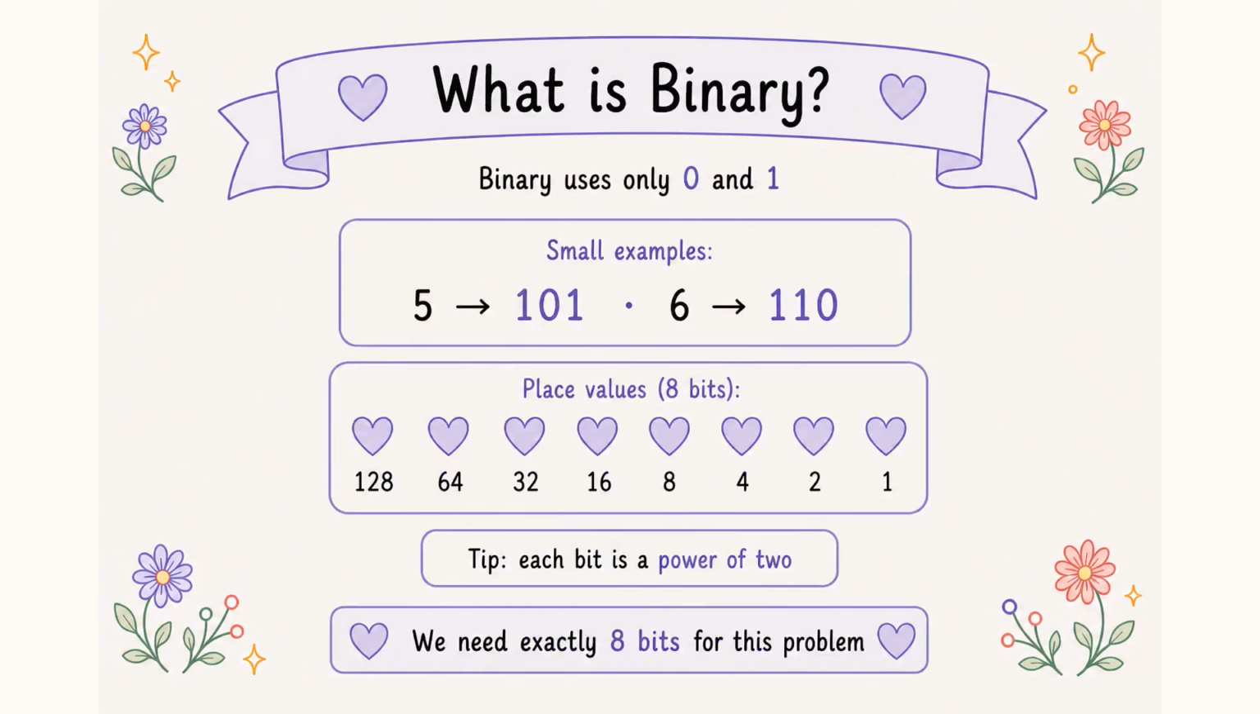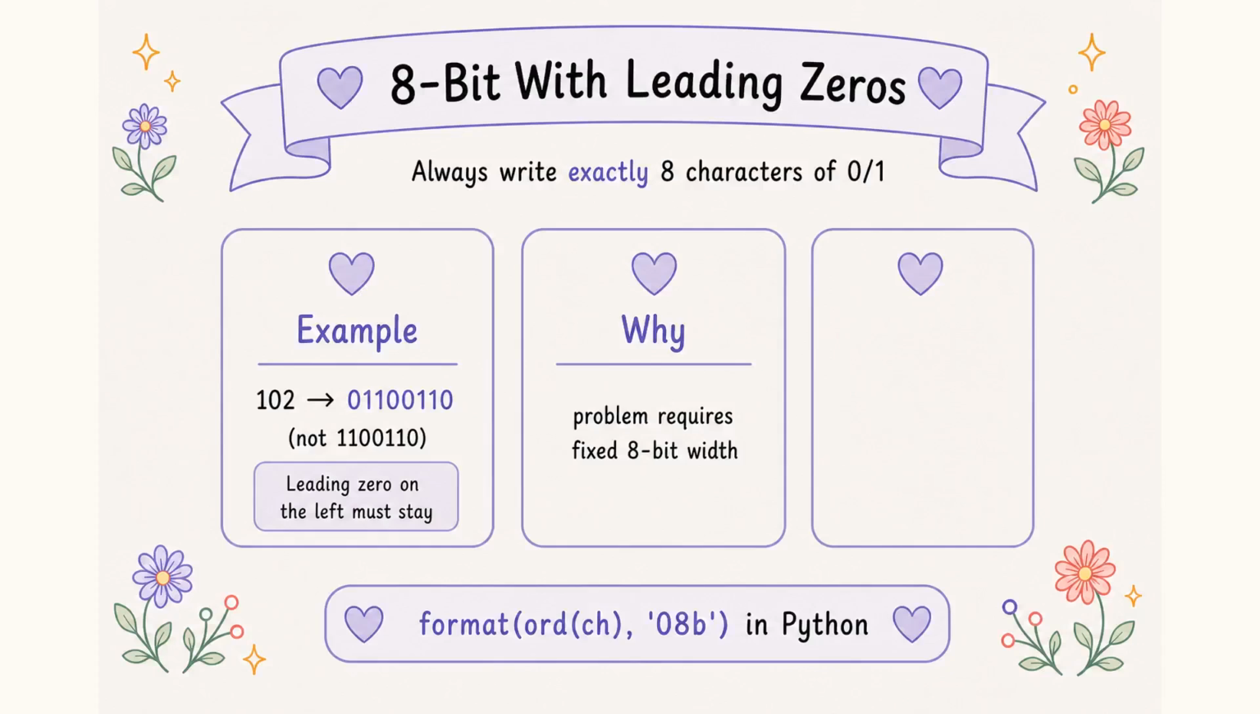What is binary? Binary uses only 0 and 1. Small examples, 5 is 101, 6 is 110. For 8 bits, place values are 128, 64, 32, 16, 8, 4, 2, and 1. This problem always wants exactly 8 bits, 8-bit with leading zeros. 102 must be written as 01100110. 8 characters. Do not drop the leading 0. The problem requires fixed width 8. In Python, format of the code with 08b does exactly that.